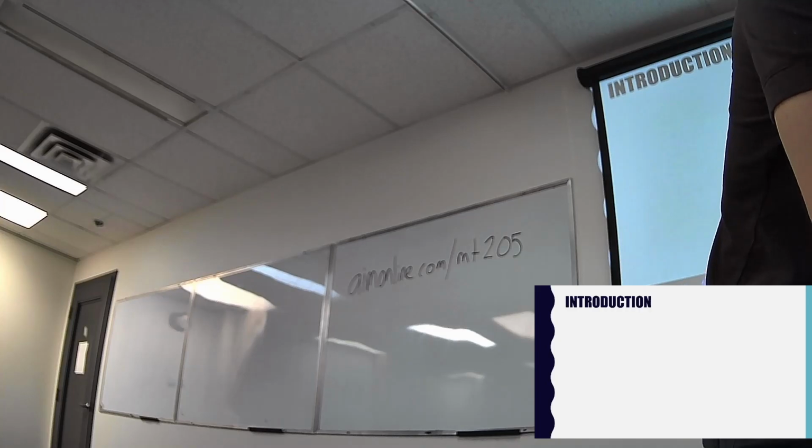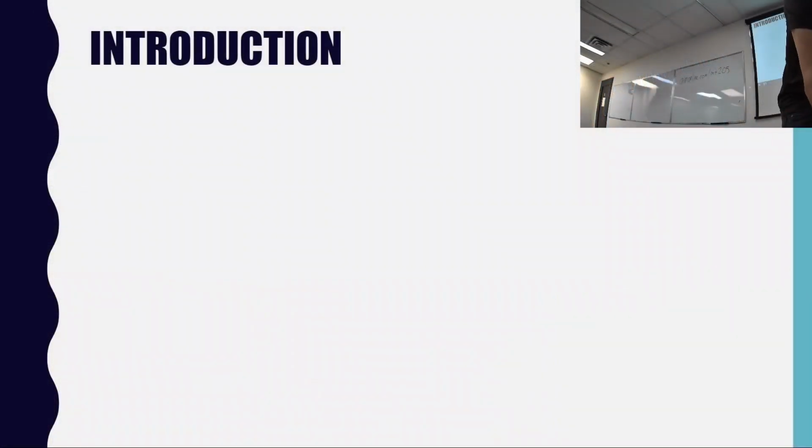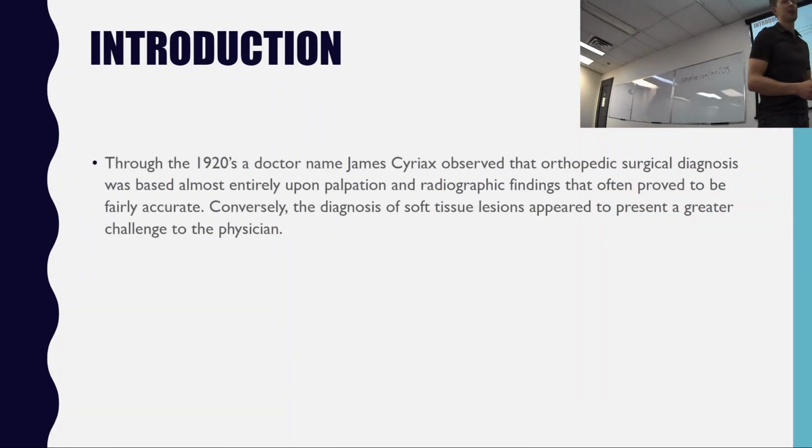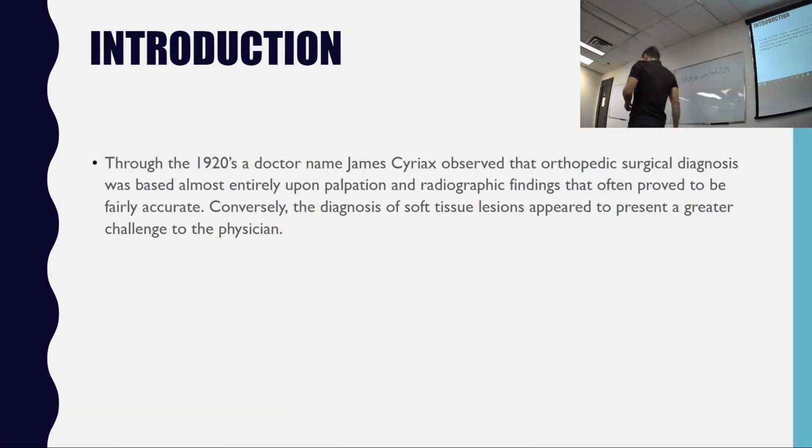What is orthopedic assessment? Let's begin with our introduction. Orthopedic assessment, as we know it now, started around the 1920s, and it all began with Dr. James Syriax. James Syriax was a British orthopedic surgeon, and he spent a lot of his time doing philanthropic journeys to Africa.